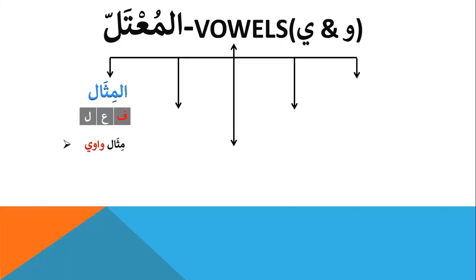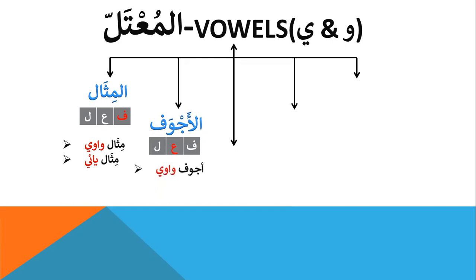When your first root letter, your fa letter, is a vowel, it can be mithal wawi, wow, or mithal ya'i, ya. And alif is, by the way, not a root letter. These wow and ya are. Al-ajwaf, when your middle root letter, the ayn letter, is wow or ya. So if it's wow, it's ajwaf wawi. If it's ya, it's ajwaf ya'i.